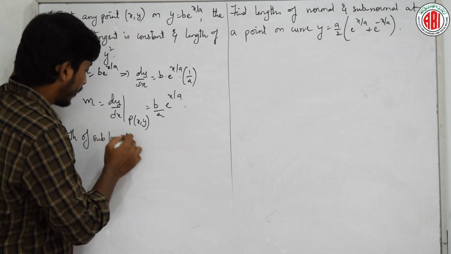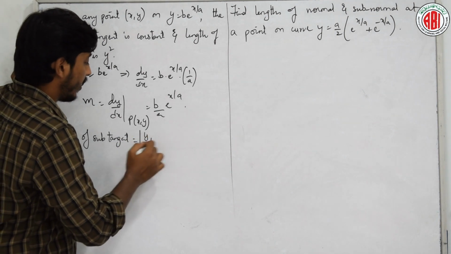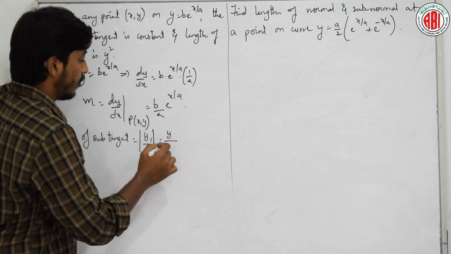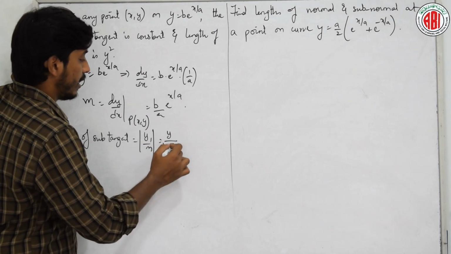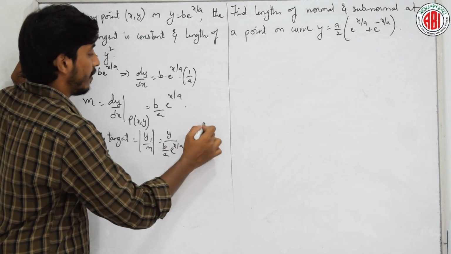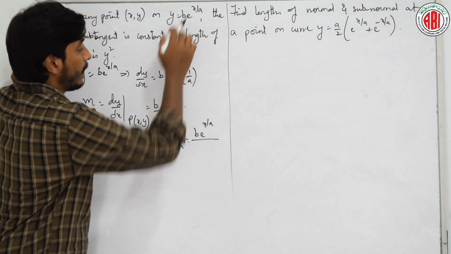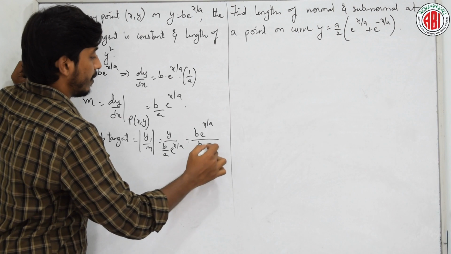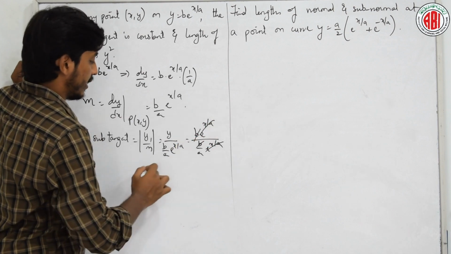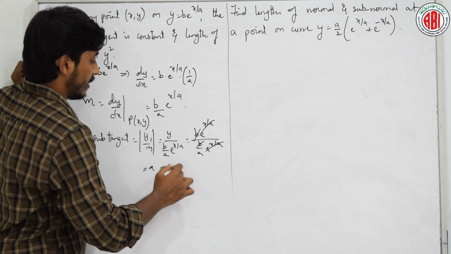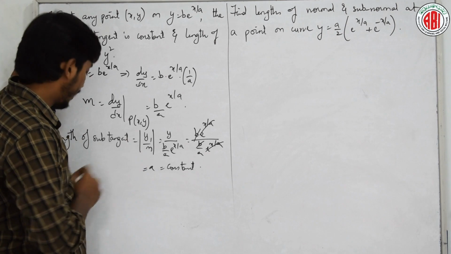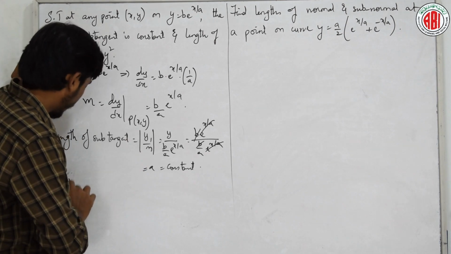So let us find the length of subtangent. What is the formula? Mod y1 by m. What is y1? That is nothing but y. What is m? b by a e power x by a. What is y? b e power x by a. Here it is b by a e power x by a. If you observe, e power x by a and b get cancelled, and the result is equal to a, which is a constant.